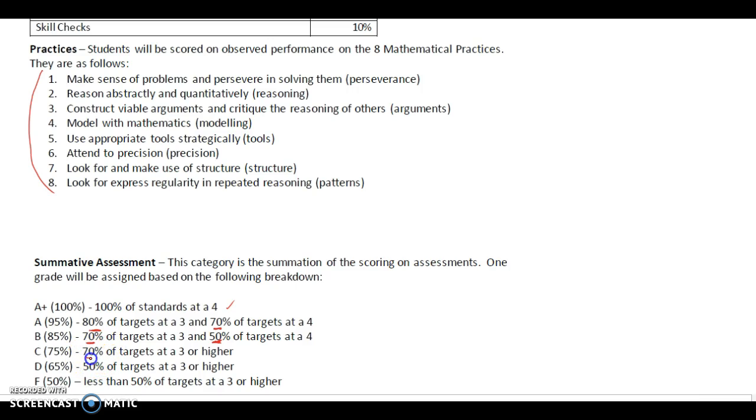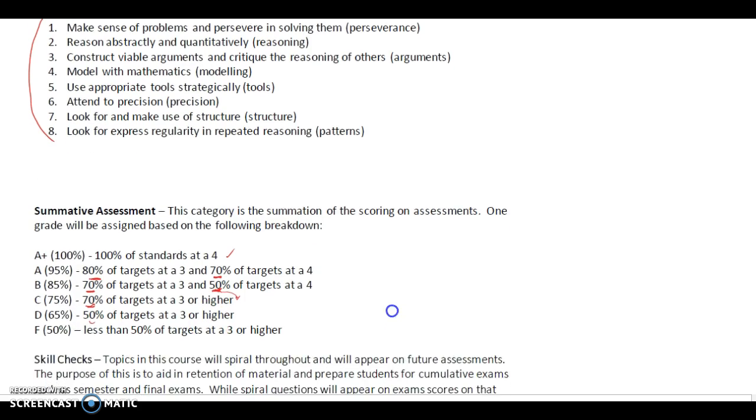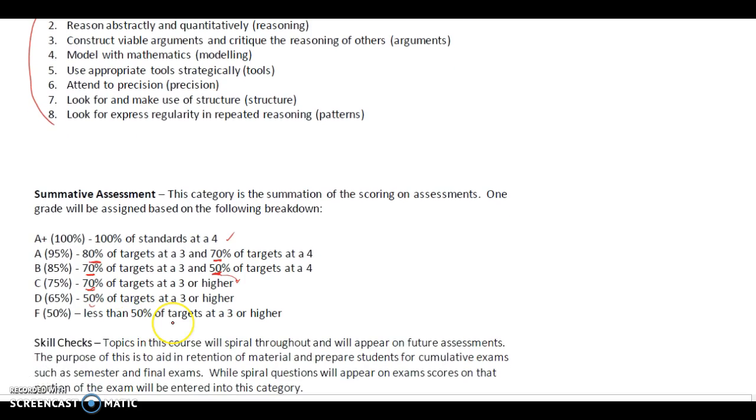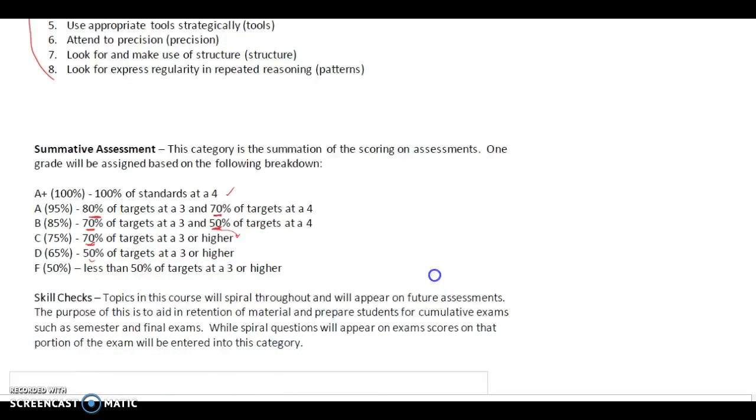A C is very similar to a B, except we don't hit that requirement of 50% of targets at a 4. That's the difference between a B and a C. A D is 50% proficient, and then an F would be less than 50% at a 3 or higher.